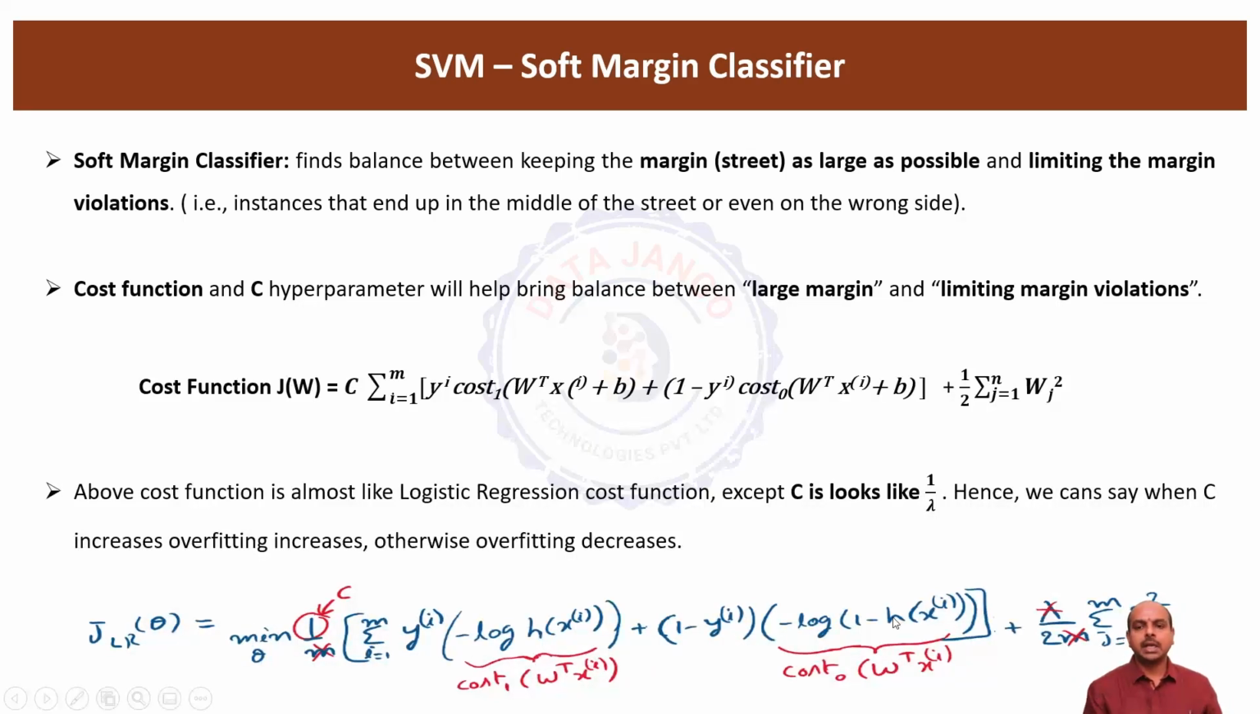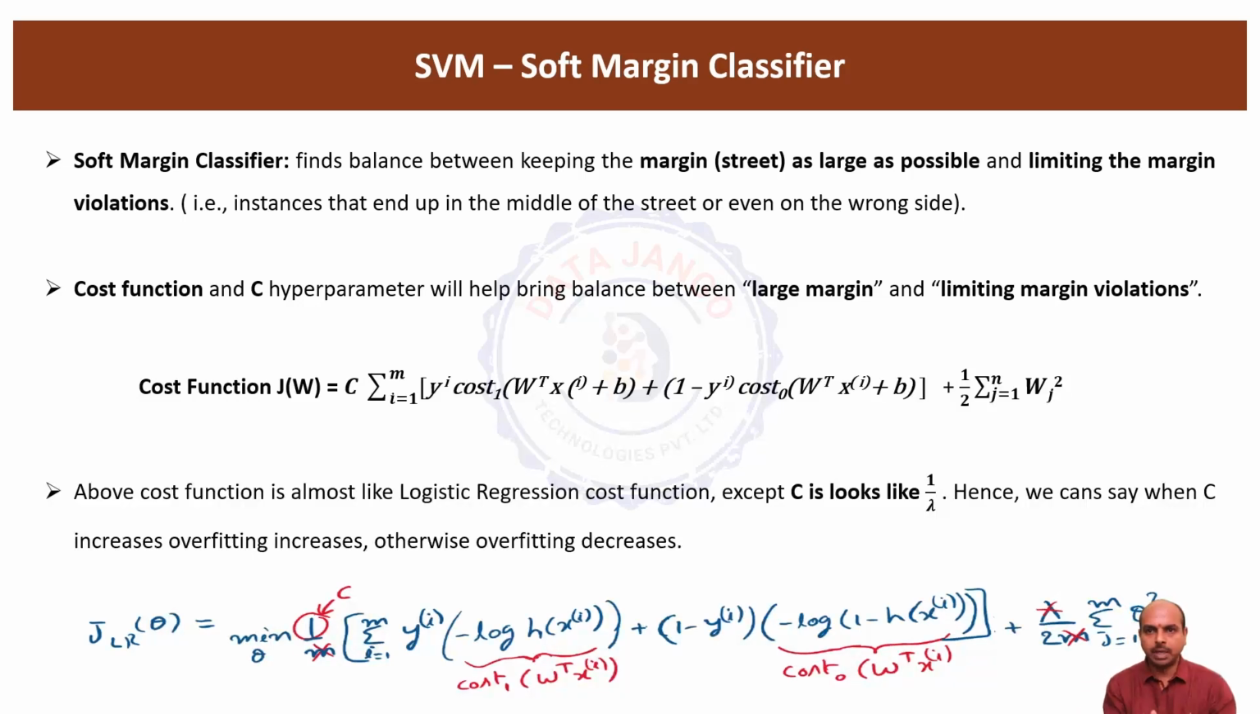In logistic regression, when you increase lambda, the overfitting reduces. When you decrease lambda, the overfitting increases. In the SVM algorithm, it is opposite to that. If you increase C, the overfitting increases. If you decrease C, the overfitting decreases. The C hyperparameter is directly proportional to the overfitting. The reason behind looking at the cost function and understanding mechanics is that we need to be able to play with the algorithm, because the implementation is already there.